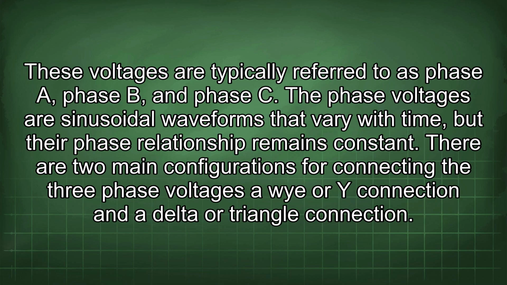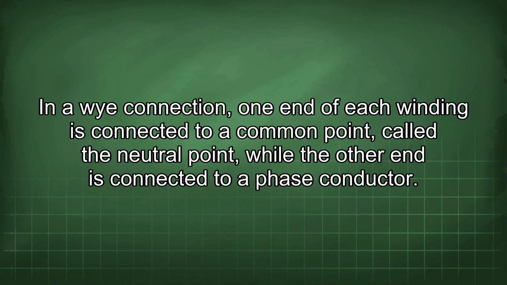These voltages are typically referred to as phase A, phase B, and phase C. The phase voltages are sinusoidal waveforms that vary with time, but the phase relationship remains constant. There are two main configurations for connecting the three-phase voltages: a Y or star connection and a delta or triangle connection. In a Y connection, one end of each winding is connected to a common point, called the neutral point, while the other end is connected to a phase conductor.